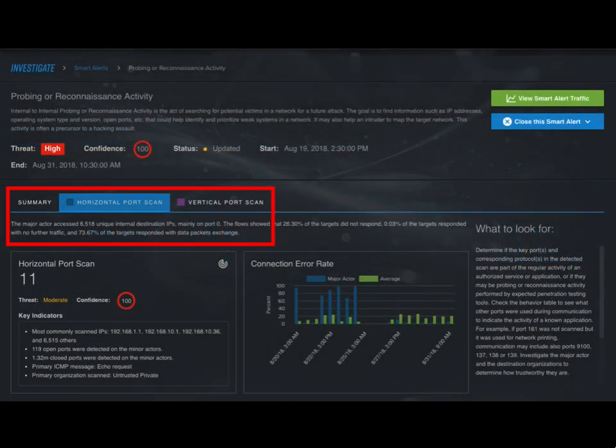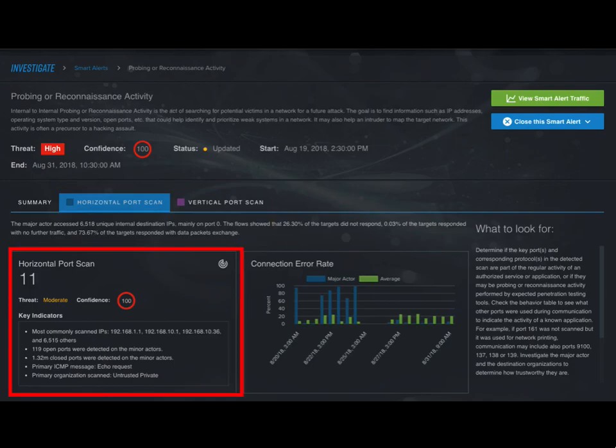Now we will drill down into the horizontal port scan by clicking on the horizontal port scan tab. The major actor accessed 6,518 unique internal destination IPs, mainly on port 0. The flows showed that 26.30% of the targets did not respond, 0.03% of the targets responded with no further traffic, and 73.67% of the targets responded with data packets exchange.